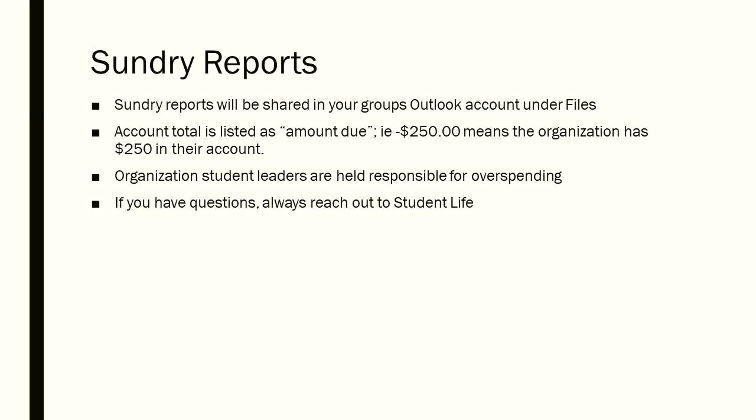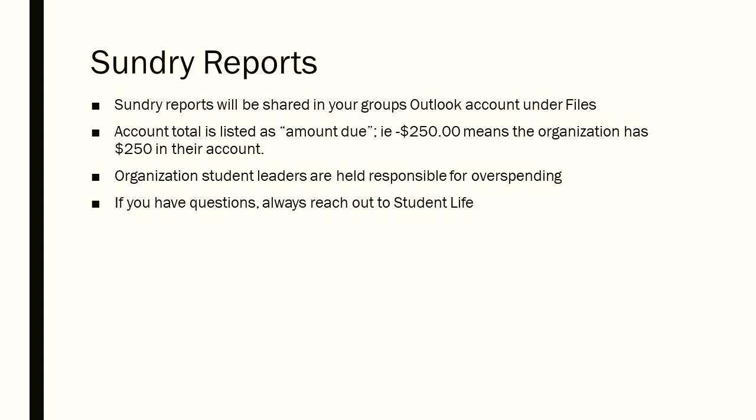Sundry reports are always going to be shared in your group's Outlook account under Files. When you're reviewing this report, it's a little tricky, so pay attention. It'll say amount due. So if it says -50 that's due, that would actually mean you have 250 in your account. So if you see a negative at the bottom of the report, pause for a moment and remember, wait, I'm panicking. We actually have funds in our accounts.